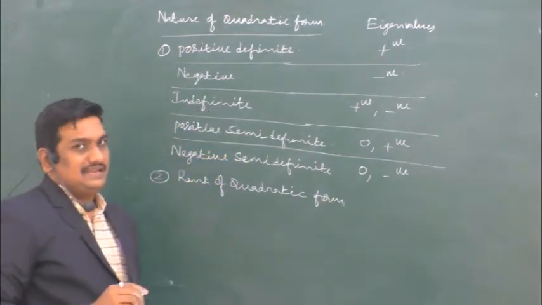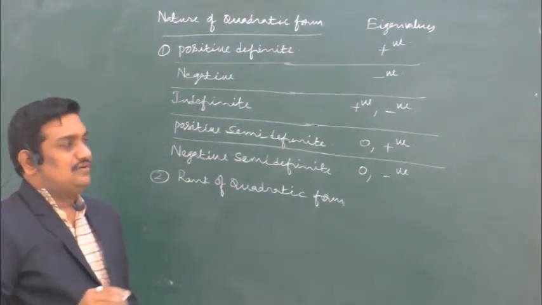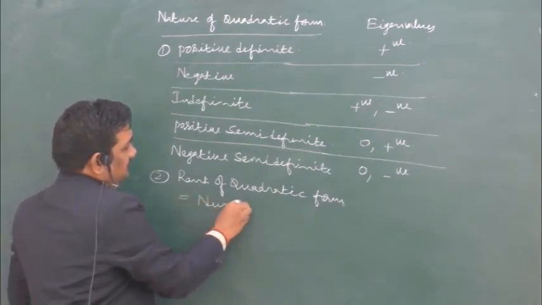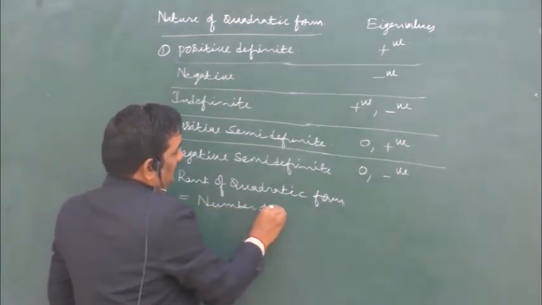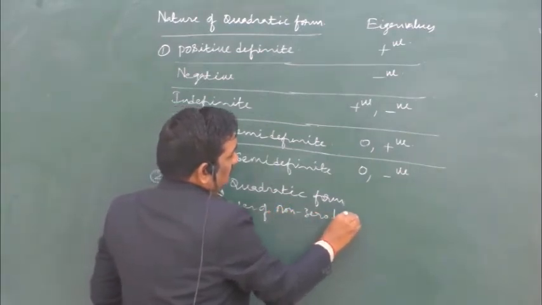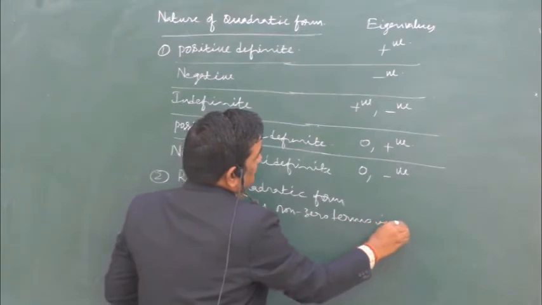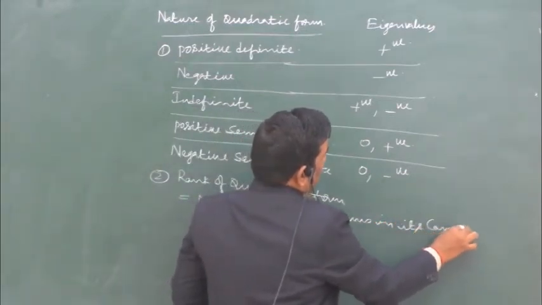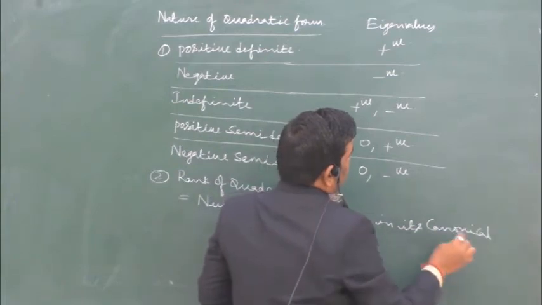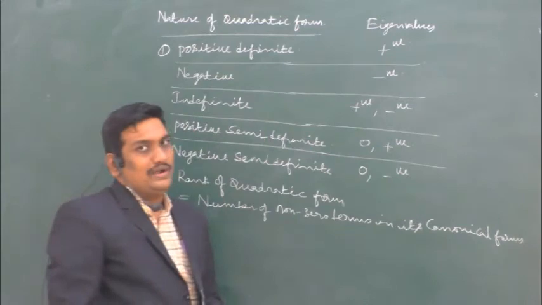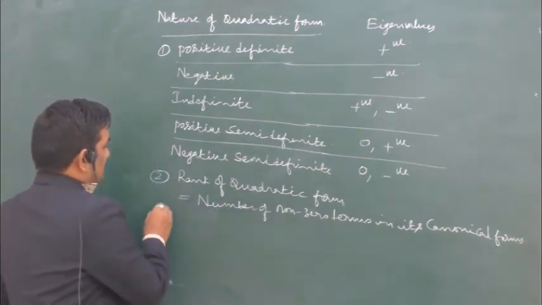It is the other point in nature. So rank of quadratic form is the number of non-zero terms in its canonical form. Okay, after finding the canonical form, the number of non-zero terms gives the rank of quadratic form.